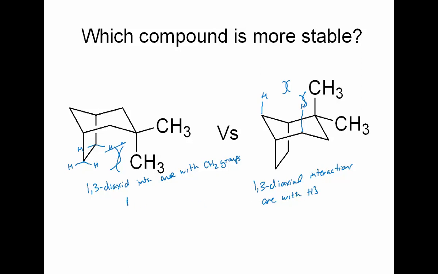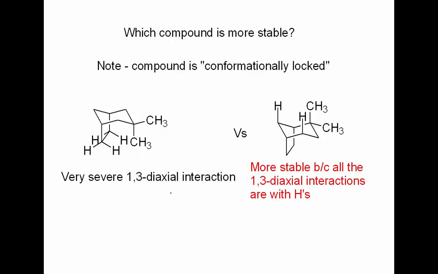And this is a lot more severe. Okay, so I think in this next slide I actually have it answered. Yes, so we have very severe 1,3-diaxial interactions in the compound on the left and less severe interactions on the right. This is also an example, remember, of a conformationally locked compound.